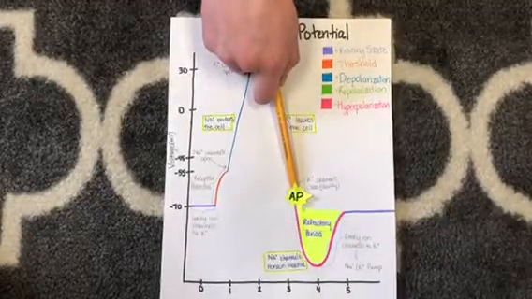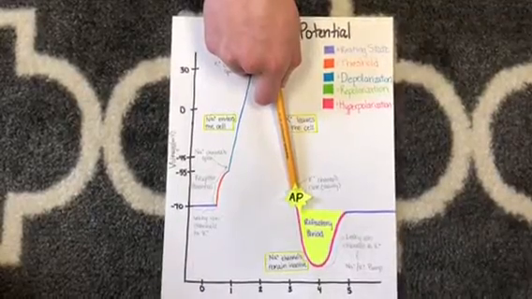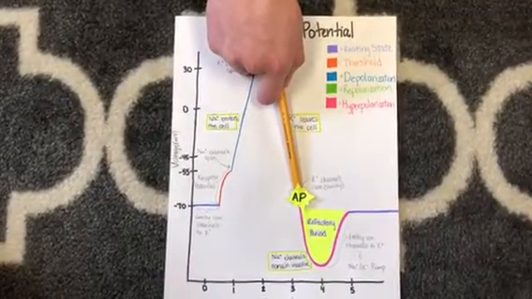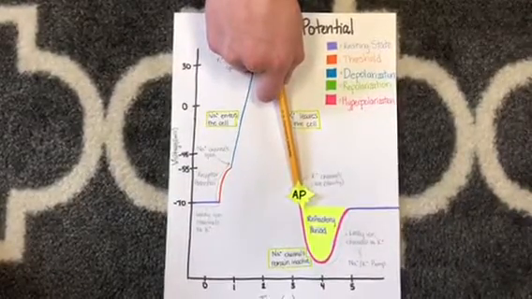The cell repolarizes from a K efflux. The potassium channels close, but slowly, and then the cell hyperpolarizes below negative 70 millivolts.